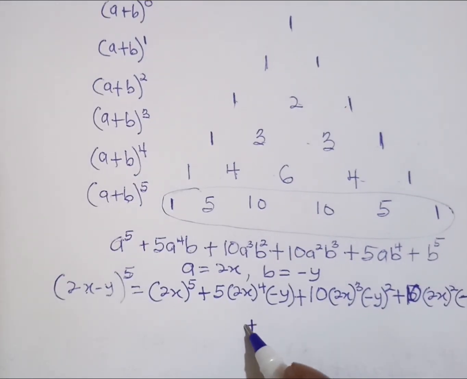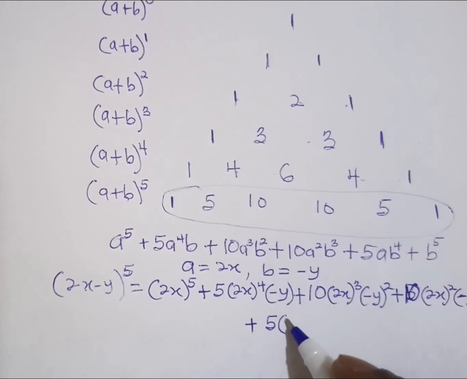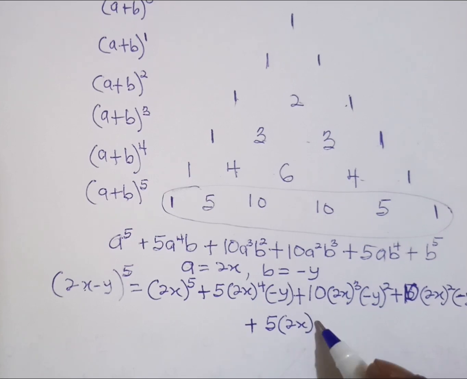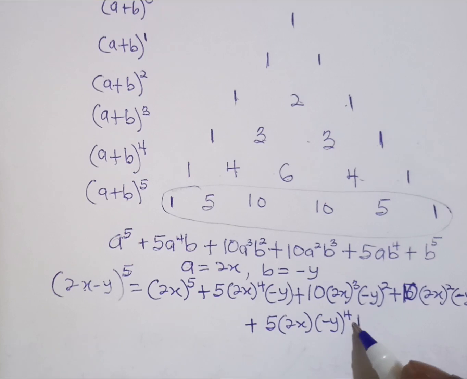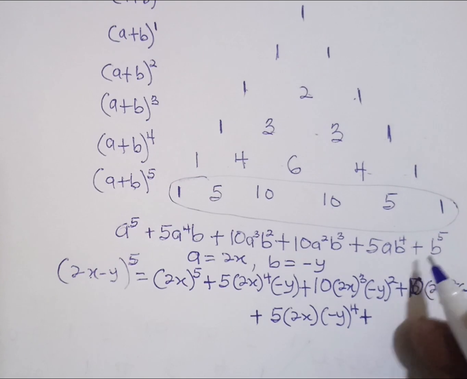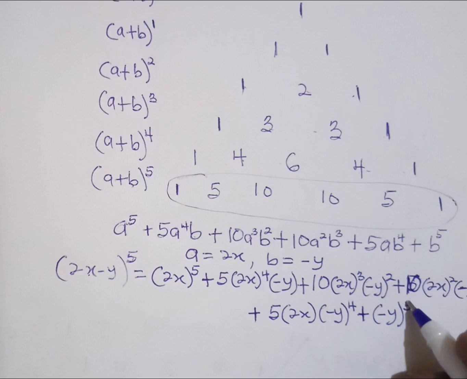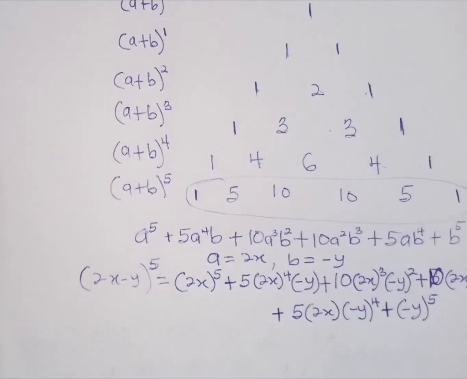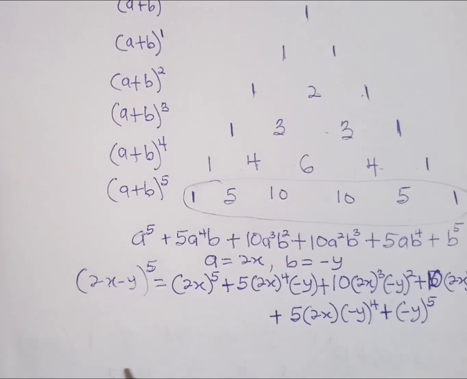Plus, so next one is what? 5. My a is what? 2x, and then my b is what? Negative y exponent 4 plus, good, plus the next one is what? B. So I'll write my b, which is negative y exponent what? 5. Good. So let's see how we can work. So let's continue from here.